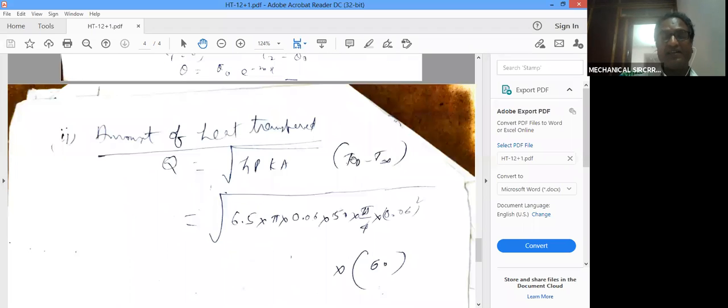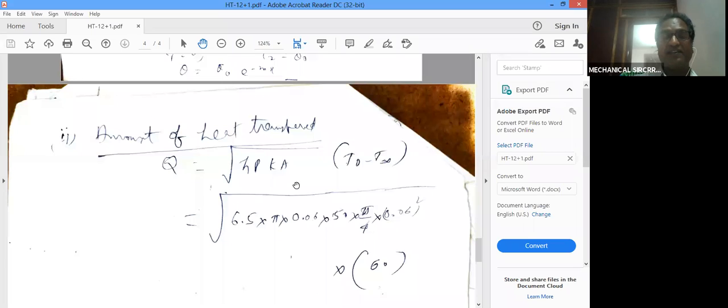Temperature difference T naught minus T free stream is given as 60. The square root of H value in this problem is given as 6.5, into perimeter. How do you calculate perimeter for a circular shaft? Perimeter is pi d. Pi into d, diameter of the shaft 0.06, into thermal conductivity of the material 50, into area of the circular shaft, pi by 4 d square.